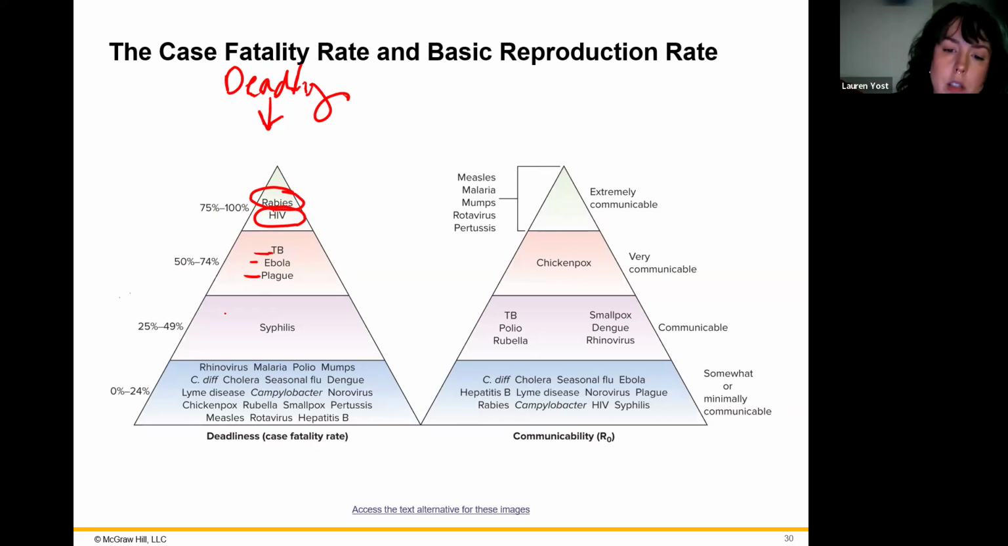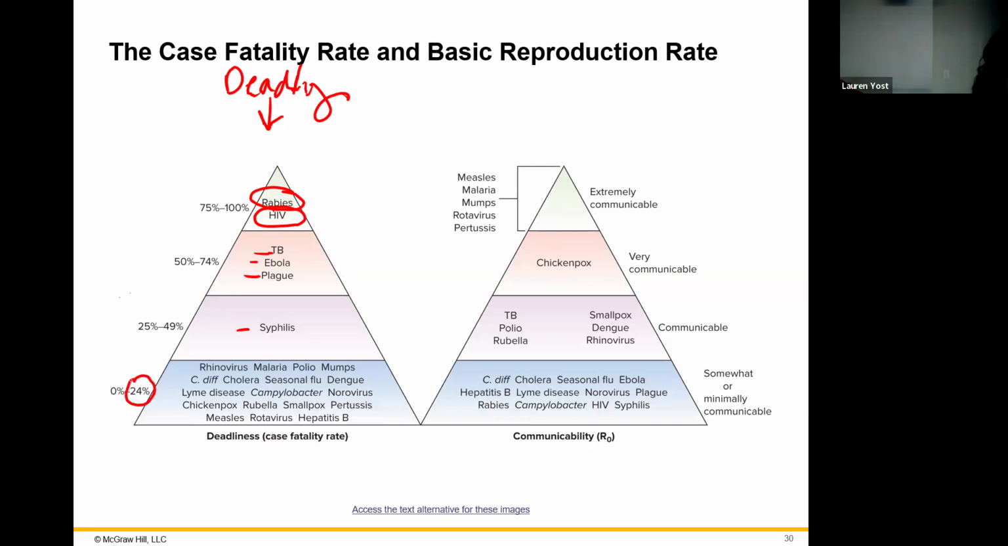Then we have syphilis. 25 to 49% of people will die from having had syphilis if they're untreated. This is usually due to neurological issues that are associated with it. It takes a long time to get to that point, to the dementia and everything, but you absolutely can die from syphilis.